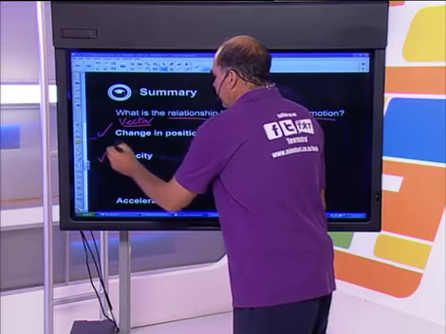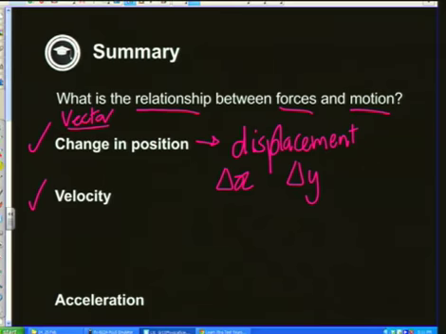Then velocity. Velocity has a symbol v, and we say that velocity is a vector. Yes, it's a vector, and it's equal to the change in position over the change in time. So a short way of saying that, it's the rate of change of position. Vector, because it only deals with the final position minus the initial position divided by the time.